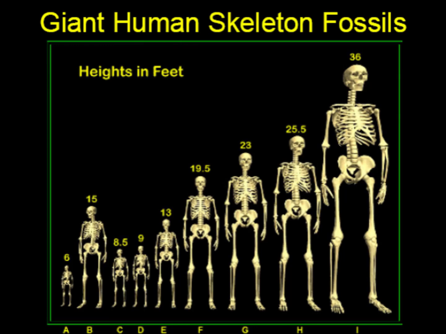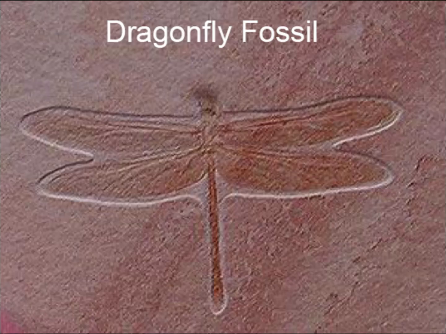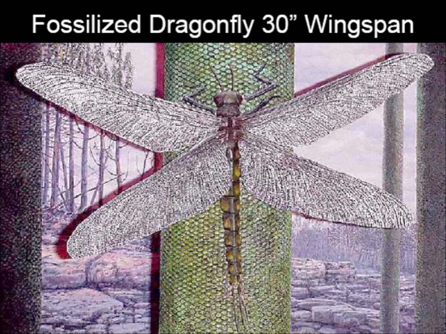The next slide shows a picture of a fossil dragonfly. You know what a dragonfly is. This fossil is 30 inches from tip to tip of the wingspan. Now the next picture shows you what it might look like on a tree. And so we see that not only animals, but also insects, everything was larger.